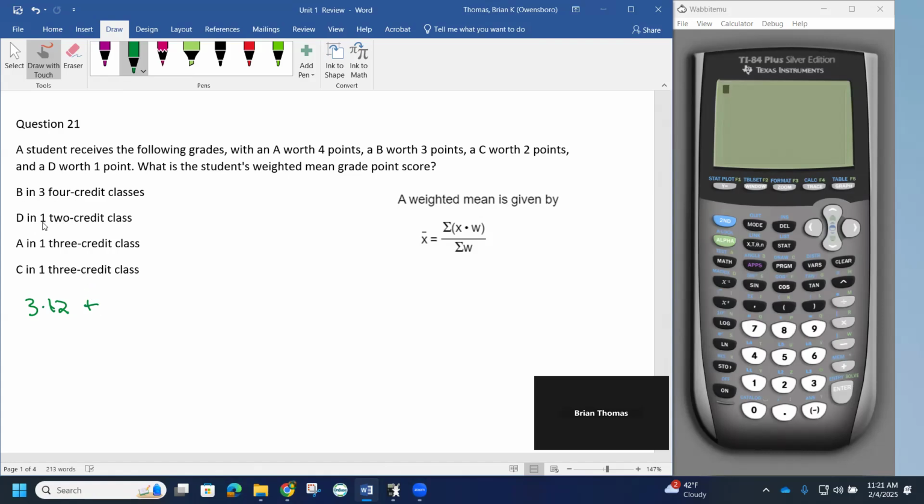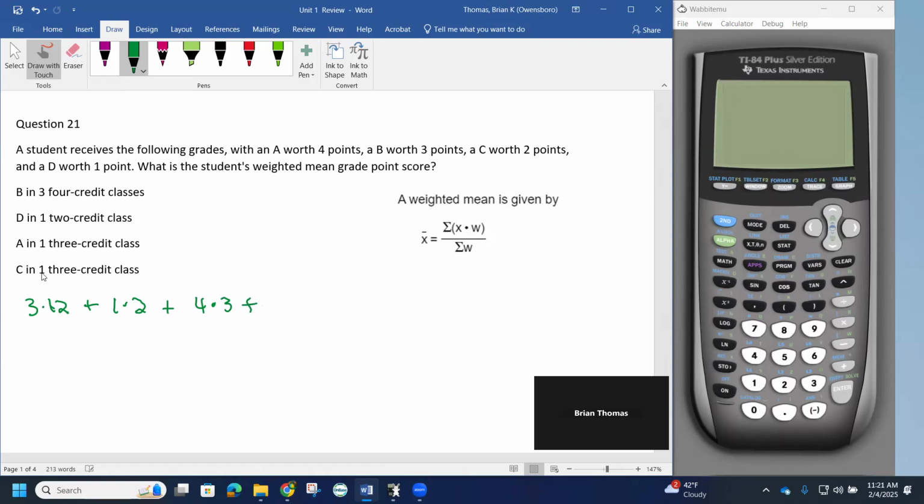Your D, again, the D was worth 1 point. And what was its weight? Well, you got a 2 credit class. So you took 1 class that was just worth 2 credits. So that means it's only going to count twice. The A, again, the A is worth 4. That's its value, if you will. And then how many times do we get to count it? Well, that A occurs in a 3 credit class. So you get to count that A 3 times.